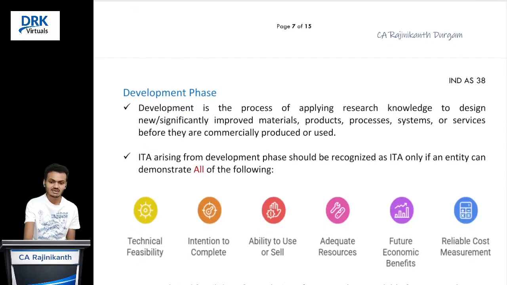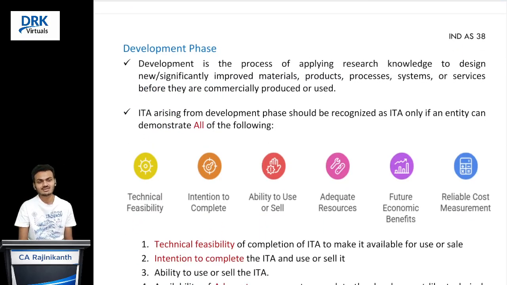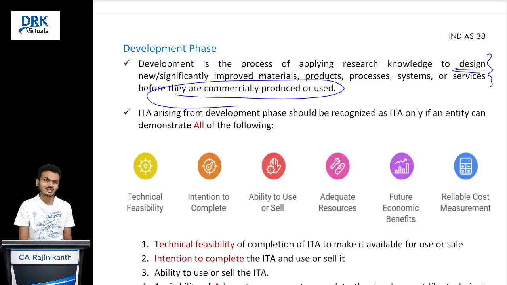And coming to the development phase, what is it? Basically it is application of the knowledge that we got, application of the result that we got from the research phase, be it either for designing a new product or service or improvement of an existing product or service or system process, as the case may be. This is all about before they are commercially produced, before they are commercially used, correct?